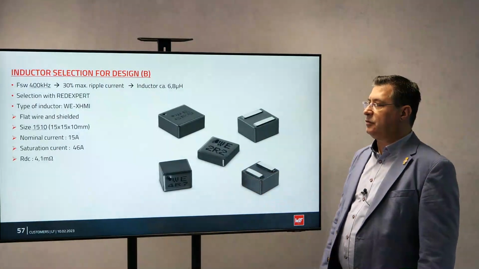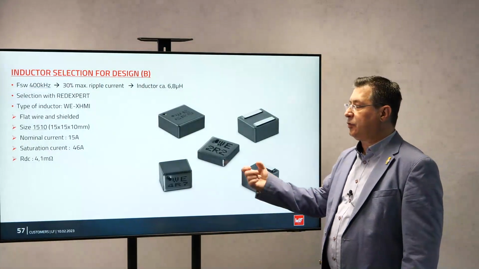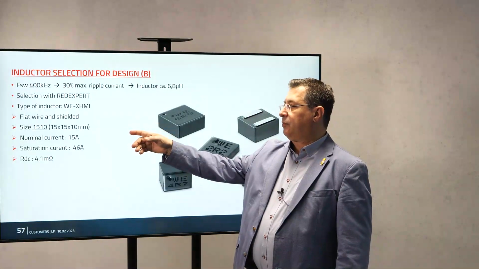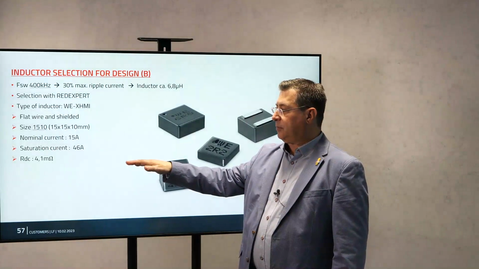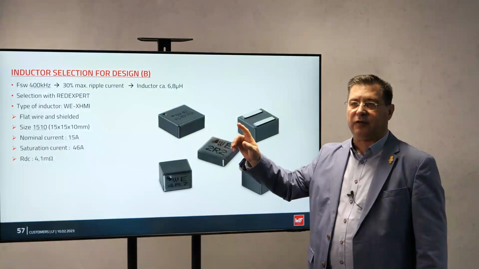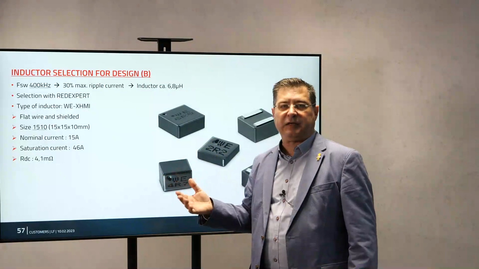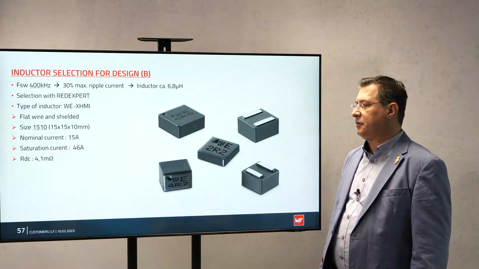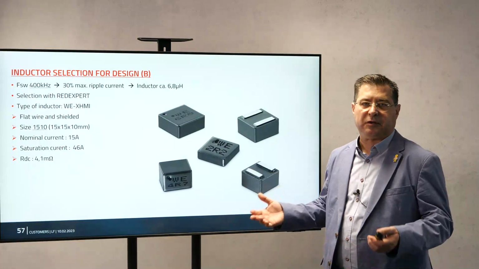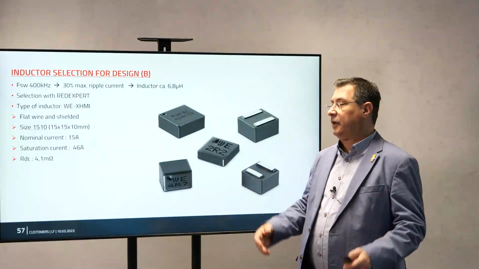He decided to keep the same family, just increase the size from 10 by 10 to 15 by 15. Before he had 5 milliohm, now he has 4 milliohm. It's not a big issue, just 1 milliohm, also a decrease of this resistance. I don't know, it's a big benefit. Anyhow, he decided for that.